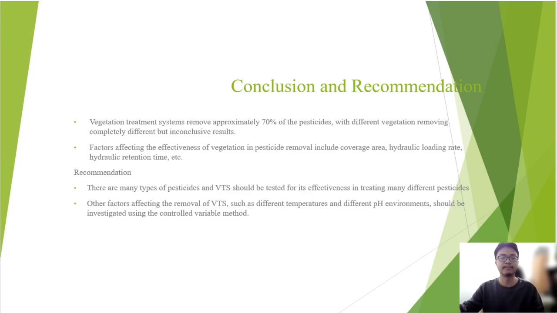Let's move to the recommendations. I think the first recommendation is we should choose more kinds of vegetation to test the effectiveness. And there are many types of pesticides, and the vegetation treatment system should be tested for its effectiveness on different pesticides. And the second recommendation is that other factors affecting the removal, such as different temperature and different pH value environments, should be investigated using the controlled variable method.